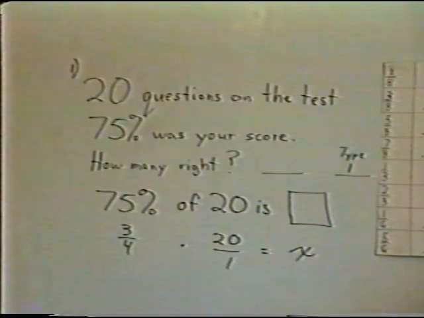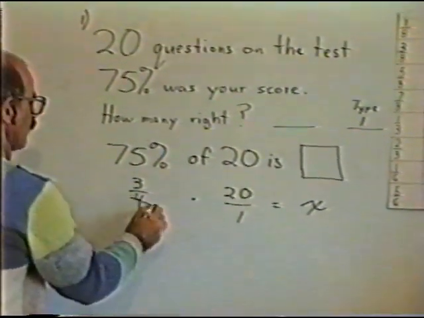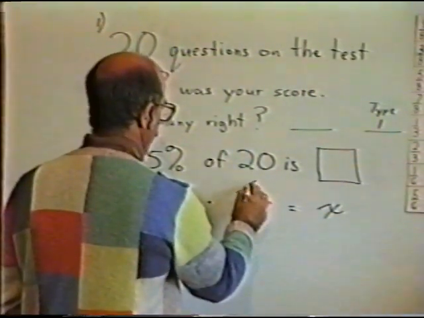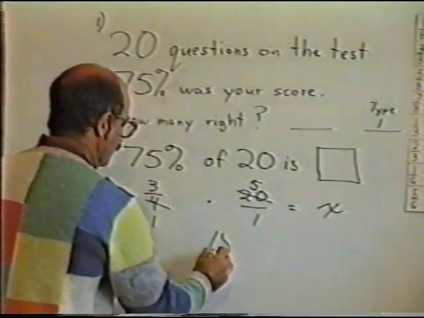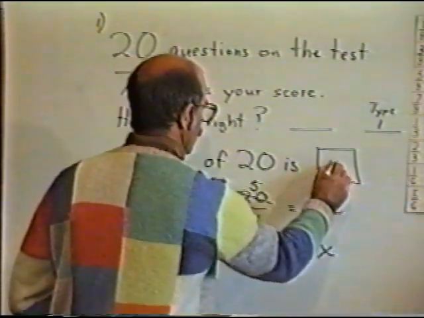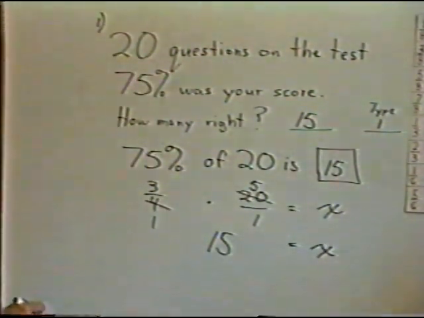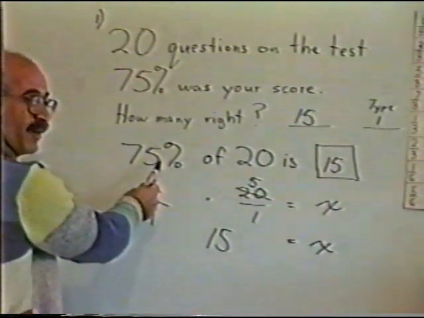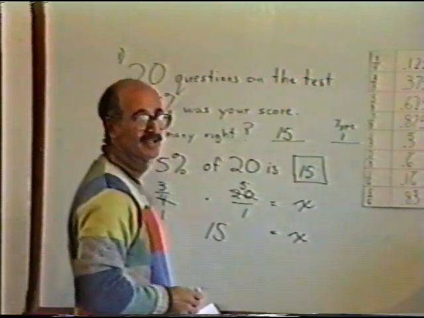Can we cancel? Yes. We can cancel with 4. 4 into 4 is 1. 4 into 20, 5. 3 times 5, 15. 15 equals x. 15 is the answer. It tells how many questions we got right. 75% was how many questions were right. 75% of 20 is 15.